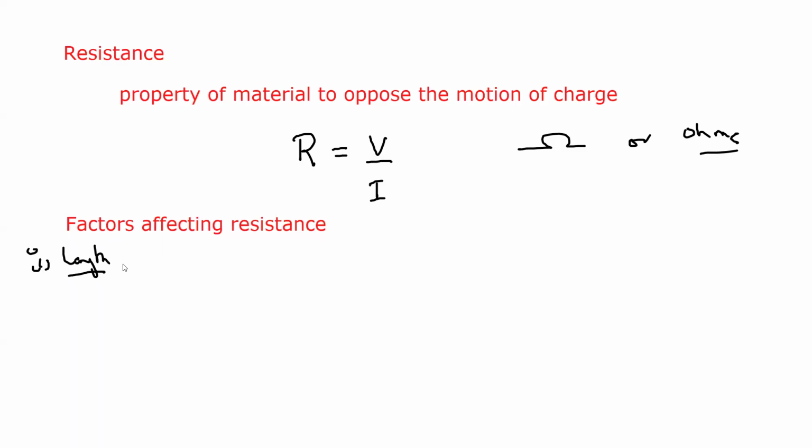How can length affect resistance? For example, if we have two wires, one is a short wire, for example 1 meter long, and another one is 3 meters long. Which one do you expect to have a high resistance? A wire of length 1 meter or a wire of length 3 meters?